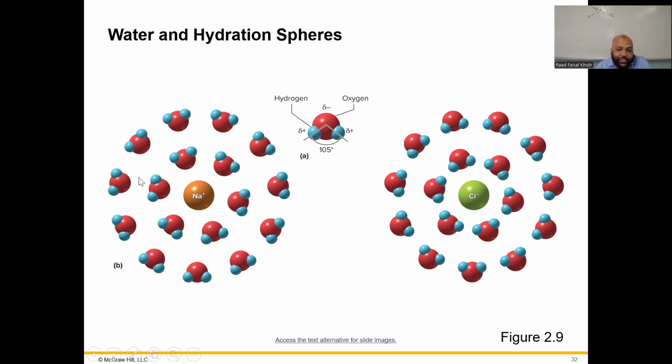So these are the hydration spheres. You see how we make the hydration sphere? The red represents oxygen and the blue represents hydrogen. This is minus, more electronegative, and this is plus, more electropositive. So the electropositive H's are going to bind the chloride minus, while the red oxygen, which is electronegative, is going to bind sodium, the electropositive.